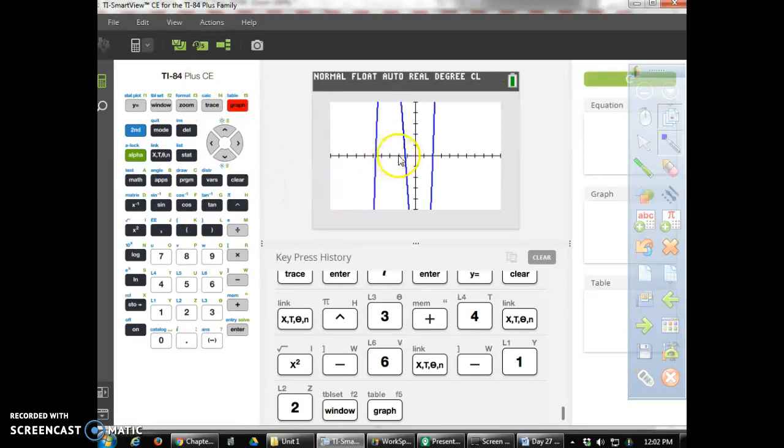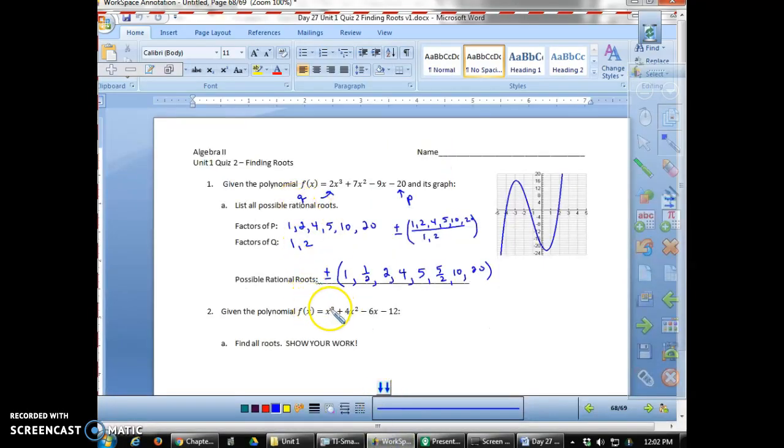Okay, so I have 3 real roots here. And remember, I'm dealing with a cubic, so my degree is 3. So I should have 3 roots of some form. They all happen to be real, but I don't think that they're all rational. So my possible rational roots are just all the factors of 12 over 1. So it's 1, 2, 3, 4, 6, and 12.